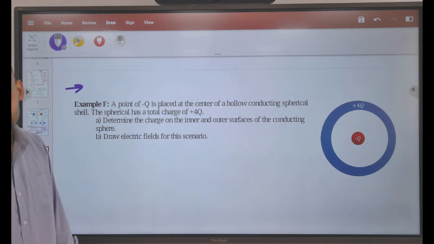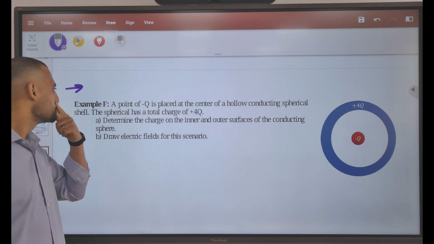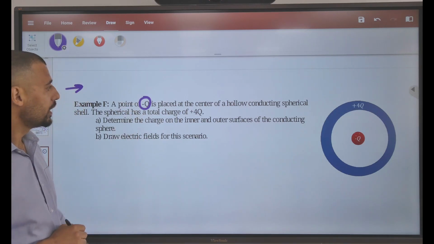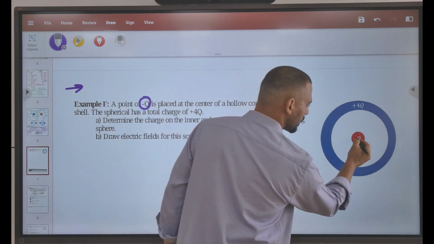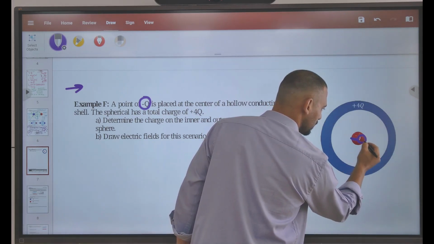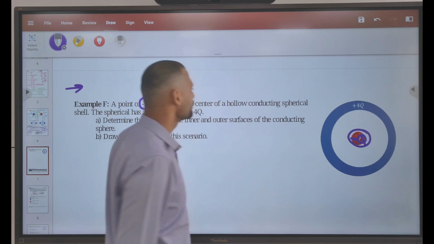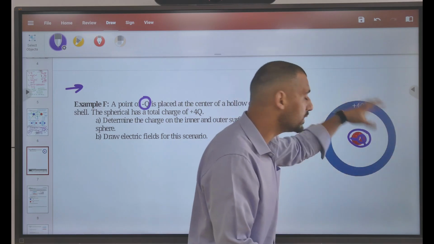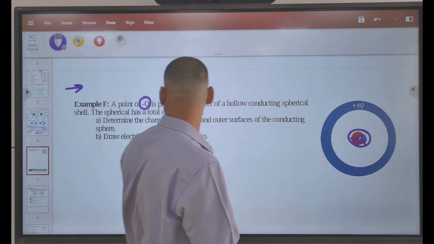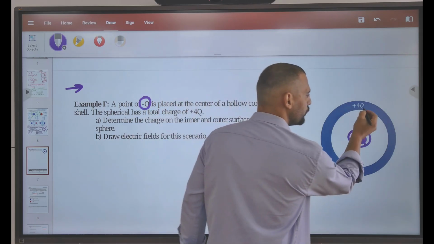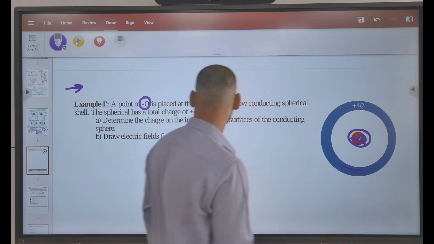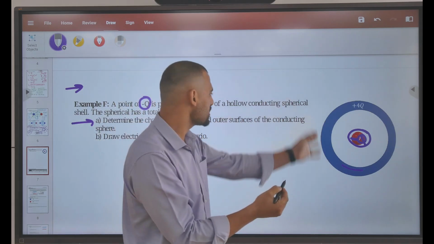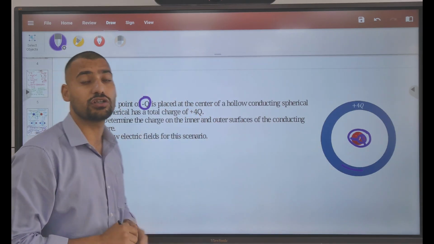Example F. There is a point charge, minus q, which is placed at the center here. See? Of a hollow conducting spherical shell. So this is a hollow conducting spherical shell and there is a charge plus 4q which has been given to this shell. The question is: determine the charge on the inner and the outer surfaces of the conducting sphere and also draw the field lines.